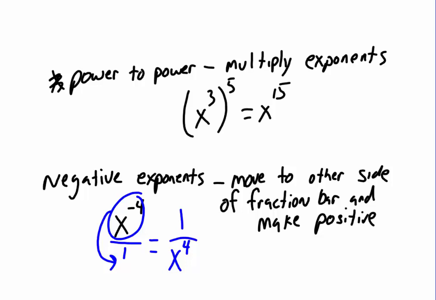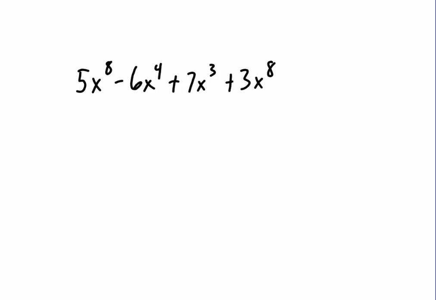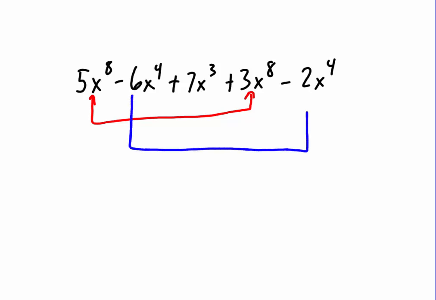Okay, so we're going to go back today and talk about just adding, subtracting, and then maybe some multiplication. So if I give you a whole bunch of different exponents, 5x to the 8th minus 6x to the 4th plus 7x to the 3rd plus 3x to the 8th minus 2x to the 4th, that kind of a thing. Again, we're looking for like terms. So here's an x to the 8th, and here's an x to the 8th. So we can combine those. They are like terms. Here's an x to the 4th, and here's an x to the 4th. Make sure we pay attention to the signs.